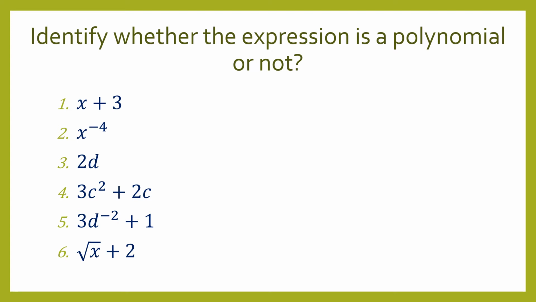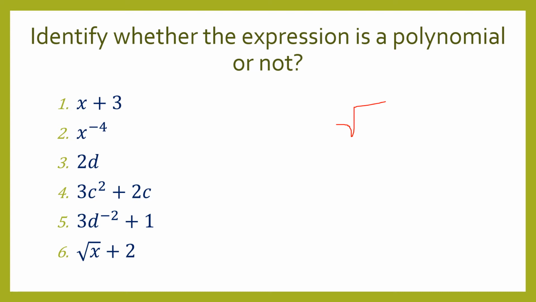Second, hindi siya polynomial kung may variable sa denominator. So again, hindi siya polynomial kung may variable sa denominator. Next, hindi siya polynomial kung may radical or kung yung variable ay nasa loob ng radical sign. So, that is the radical sign. So, hindi siya polynomial kapag yung variable ay nandoon. So, yun yung mga rules para masabi na ang given expression ay hindi polynomial.